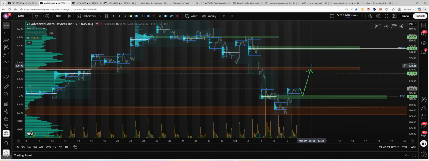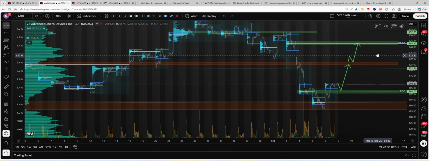And if it gets to this low volume node right here, I'll probably take some profits. And if it gets through that and retests it, we're probably going to come up to this virgin point of control up here, this zone that has not been tested yet. So that's one video I wanted to do for you guys.